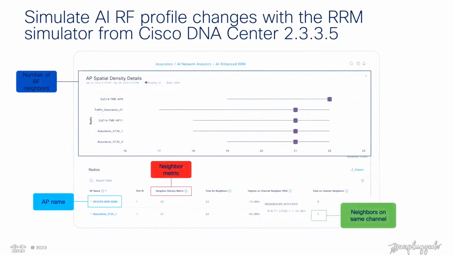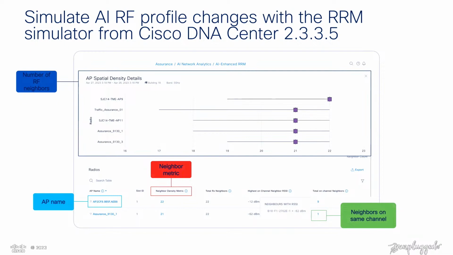All right. So then again, when I've clicked into details, this is that AP spatial density. This is going to give me the more detailed information about what's going on in this case. So you get the APs, you have all the APs, and we're also showing you how many neighbors each AP had. We've got each AP named.